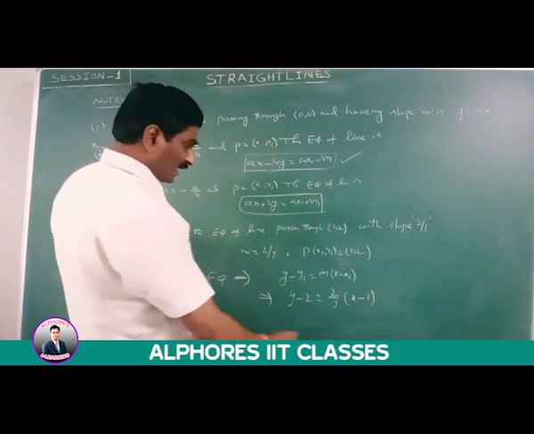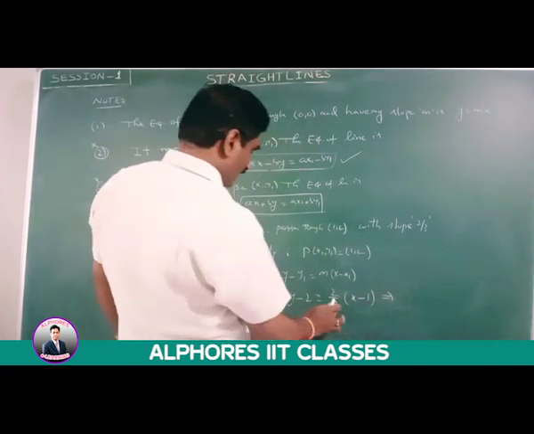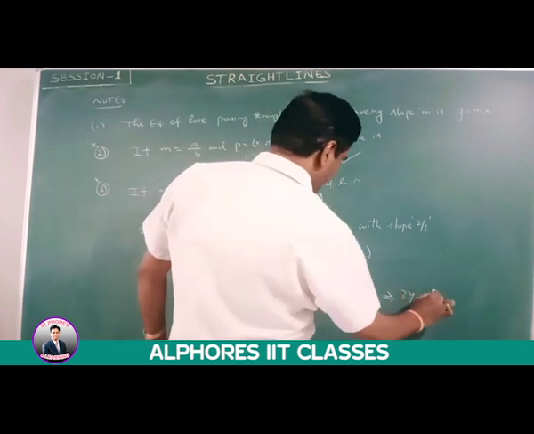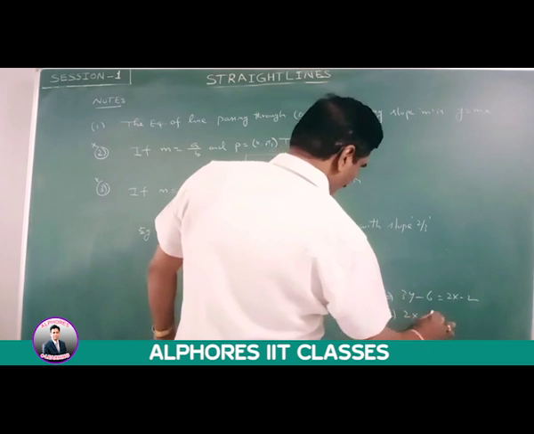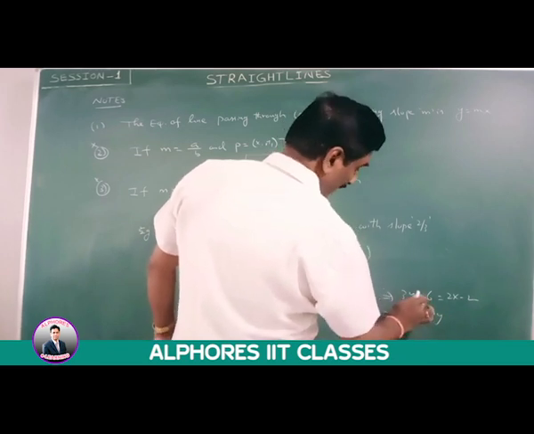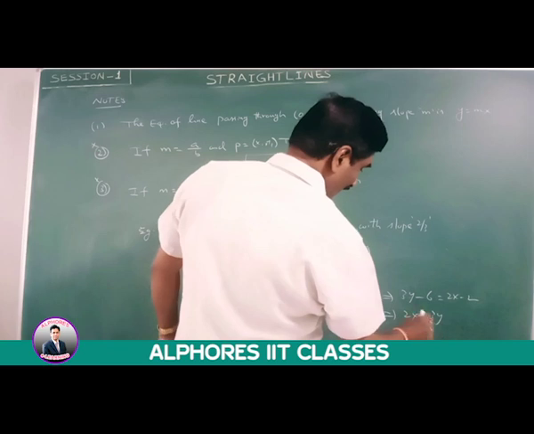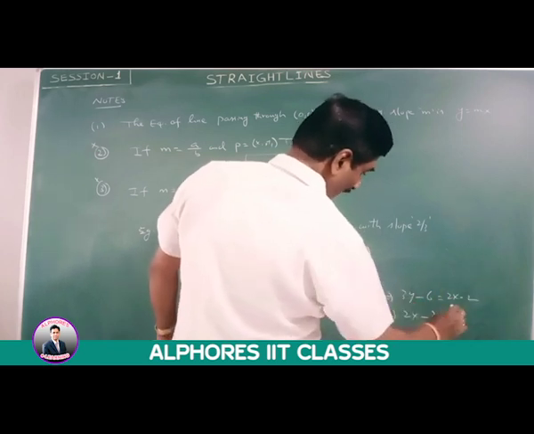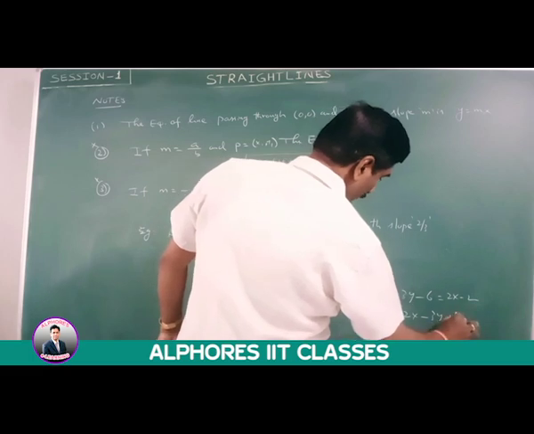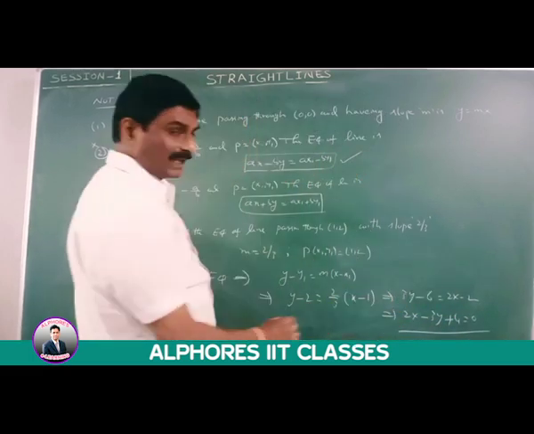After cross multiplication, we get 3y minus 6 is equal to 2x minus 2. That implies 2x minus 3y: move this minus 6 to the RHS, and 3y to the RHS. That means minus 6 will become plus 6. Plus 6 minus 2 means plus 4 is equal to 0. It is the equation of the required line.